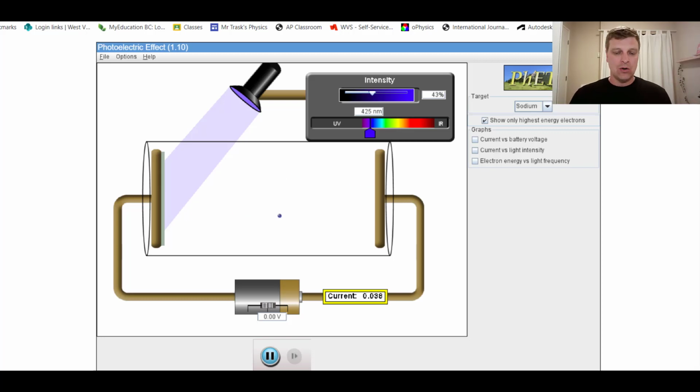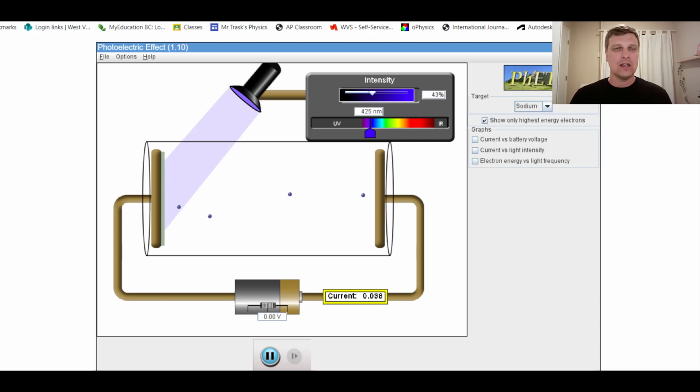So long story short, we've got a light and we shine that on metal and then electrons break free. Well, so far so good, because that makes sense. Light is energy, and if you give electrons energy, then maybe they're just going to leave the metal. They've got enough energy to break the attraction that they have to the nucleus. So that seems fine. It only gets weird when we start to look at the particulars of the experiment.